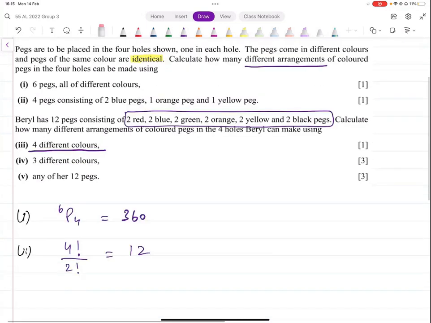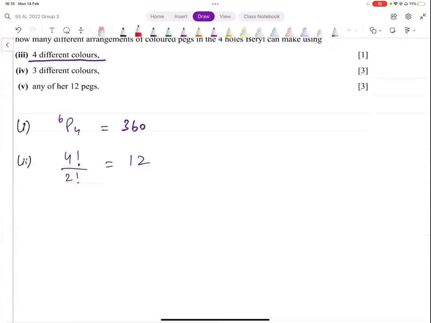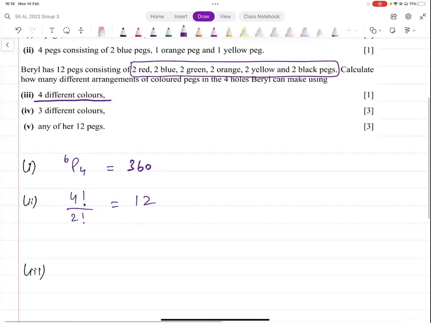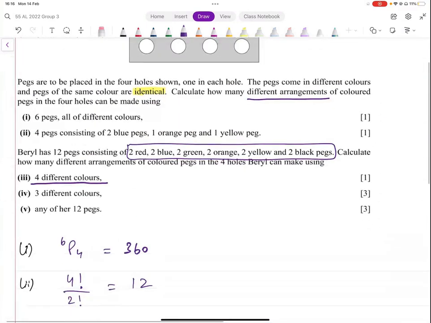Theek hai? So, how do we think about this? There are two ways of thinking about it. You could say, for instance, since you want all different colors, iska matlab ye hai, aapke paas six colors hain.